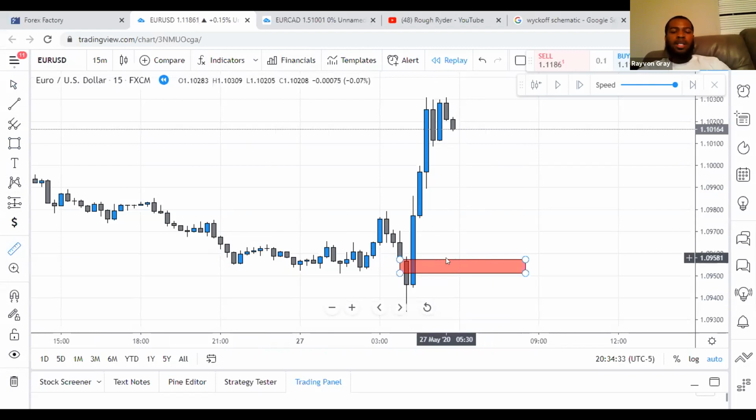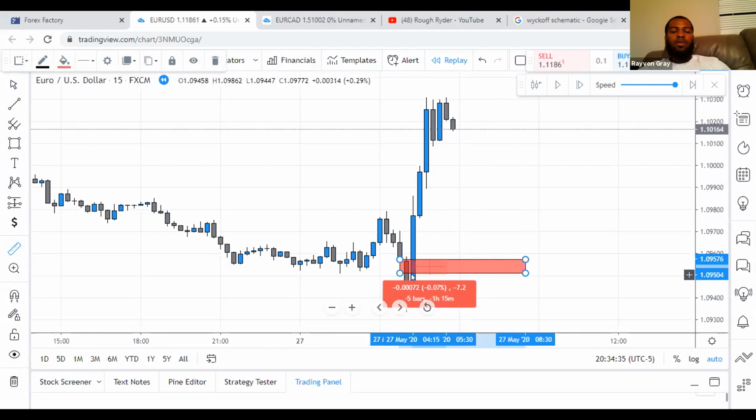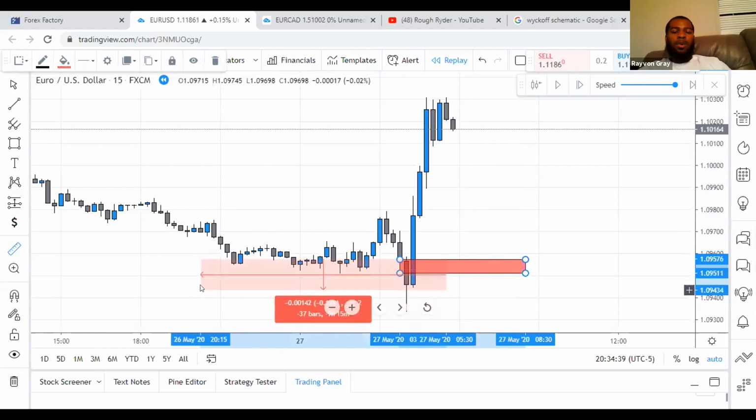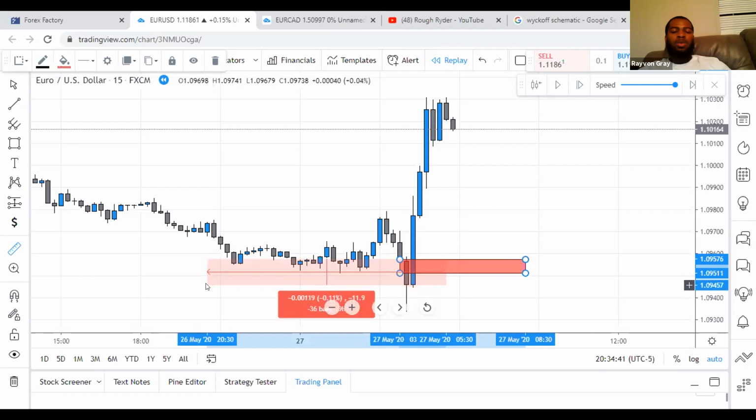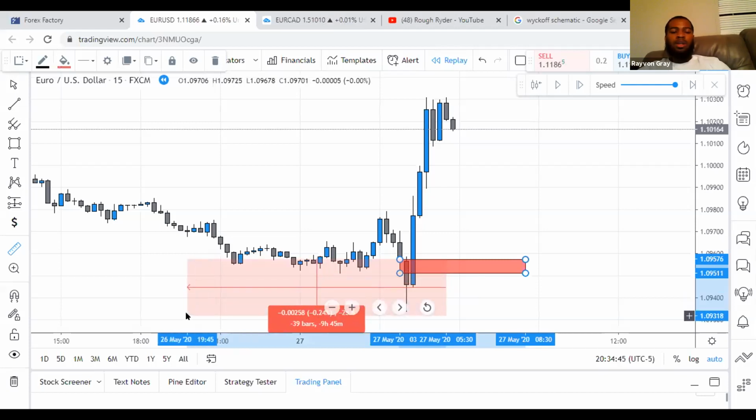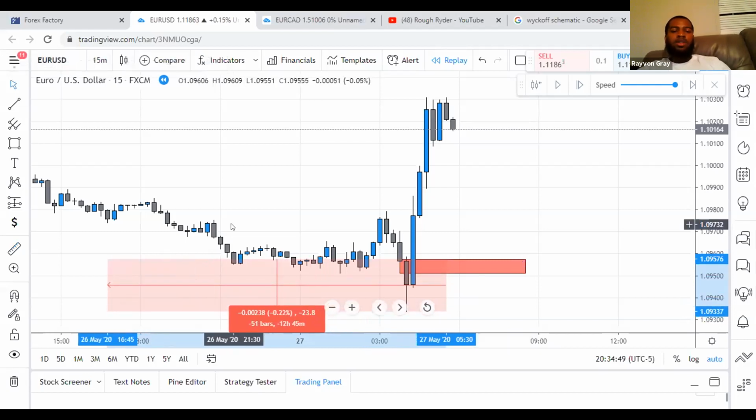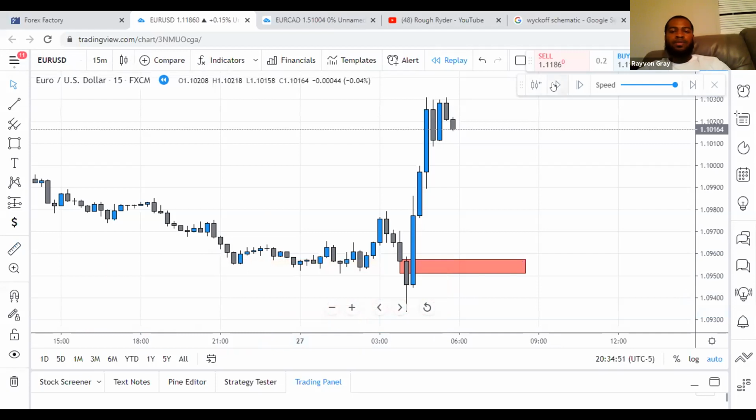From the open, like I said, you can play the body or the wick. From the open to the body, you'd have been looking at about a 12, 13 pip trade, 11. To the wick, you'd have been looking at about a 25 pip trade, right? So let's play it out and see what happens.